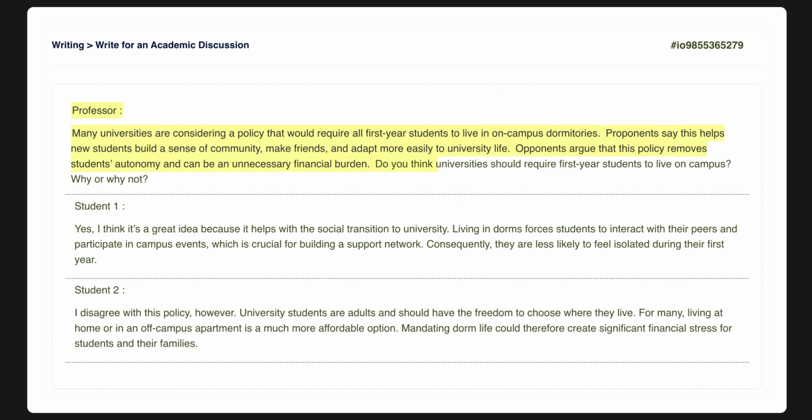Do you think universities should require first-year students to live on campus? This is the direct question you must answer. Your entire response should revolve around whether you agree or disagree with this requirement. Why or why not? This is a reminder to provide justification for your stance. Simply saying yes or no is not enough. You must provide the underlying reasons to support your choice.